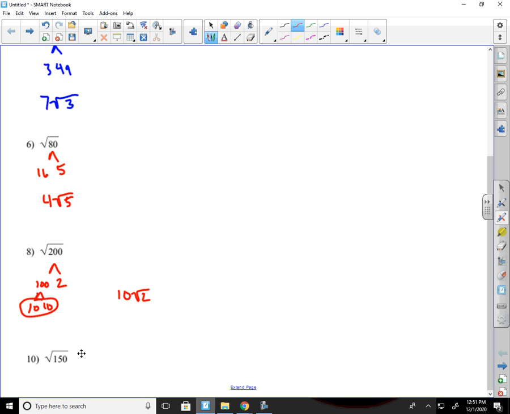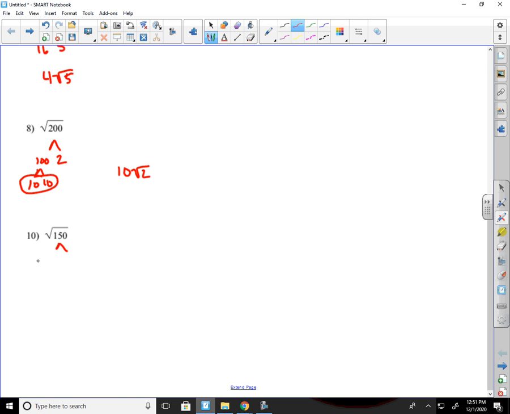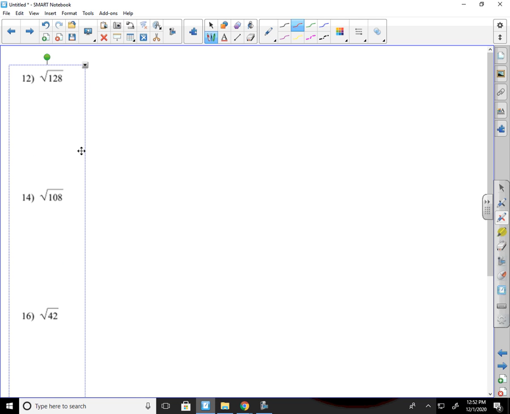Number 10 is square root of 150. There's a lot of ways we can break that down. We do 25 and 6. That's a pair of 5s, comes out in front. 6 breaks down to 2 and 3. No more pairs, so it stays inside. 5 root 6. Number 12, 128. That's 64 times 2. So that's 8 and 8. So it's 8 root 2.